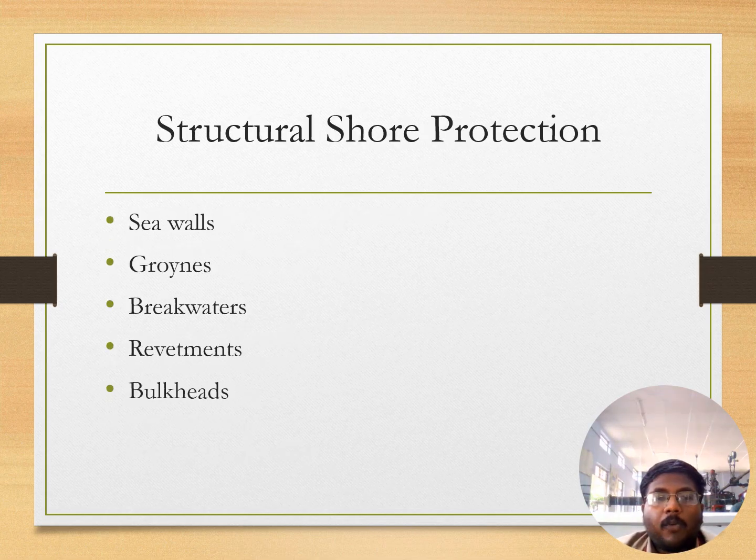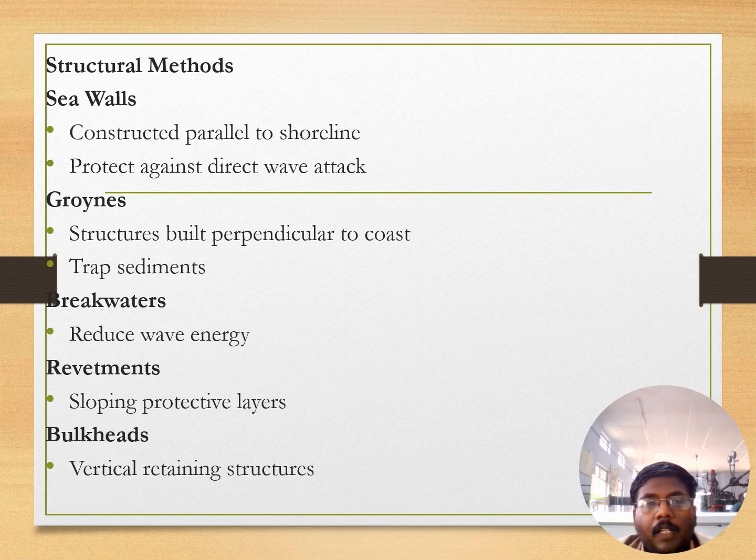Next we see about what structural shore protection methods should be followed. There are 5 different types of methods: seawall, groins, breakwater, revetment and bulkheads. Next we see about the structural methods used to protect the shorelines.